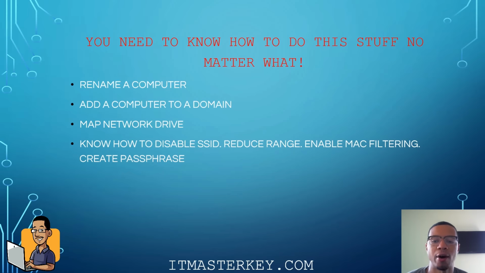Next, know how to disable SSID, reduce range, enable MAC filtering, and create a passphrase. All of those things are related to Wi-Fi or wireless internet or your access point. So pretty much in your home, in your business, wherever you are, you probably have wireless internet. These things right here can actually secure your network a little bit more. So disabling SSID, that's just the name of the network. So if somebody comes in to your business or to your home, they won't actually be able to see the name of your network. Next is reducing the range.